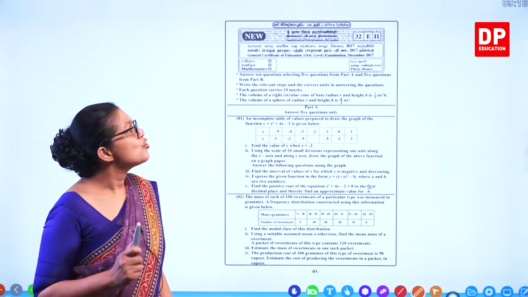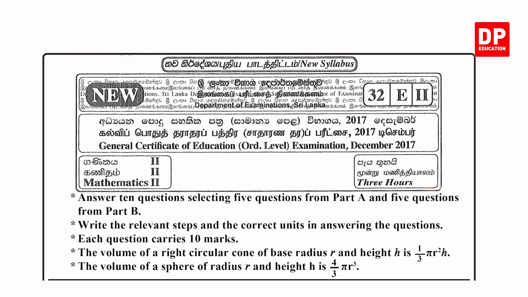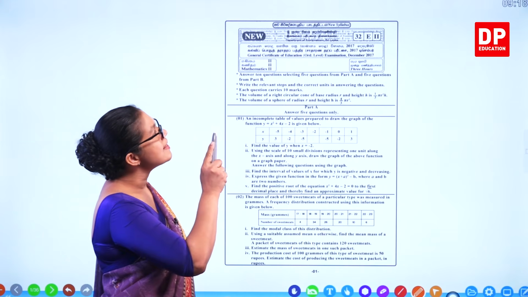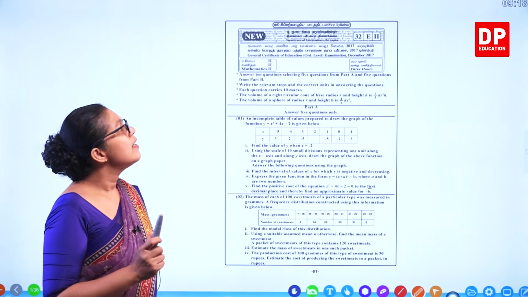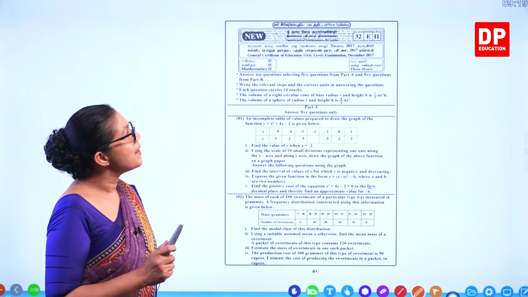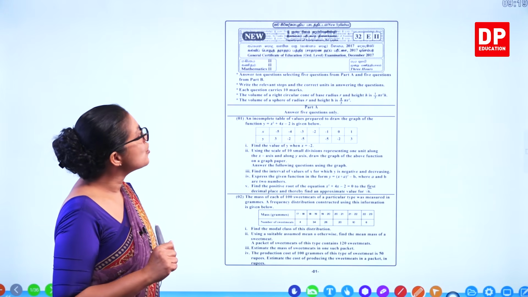Now we'll do the 2017 O-Level Examination, Paper 2. So it says 32 E2. That means English medium paper. 32 is the mathematics paper number and this is paper 2.